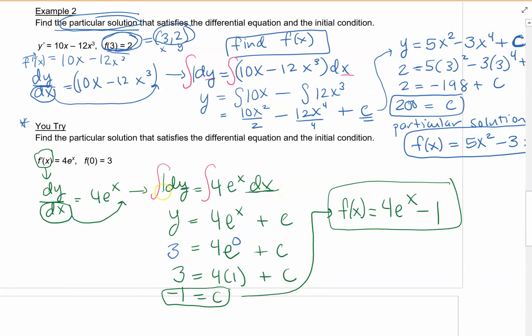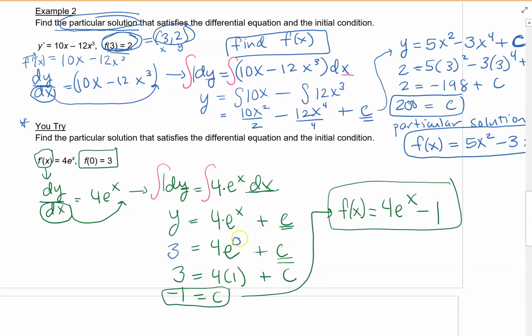So the antiderivative of 1 dy is y. The antiderivative of 4 times e to the x is just 4 times e to the x. It's my favorite. I love it. And then I add a c. Don't forget to add your constant of integration. And then I solve for c, because in this one I was given an initial condition, a point on my antiderivative or on my solution that helps me solve for c.